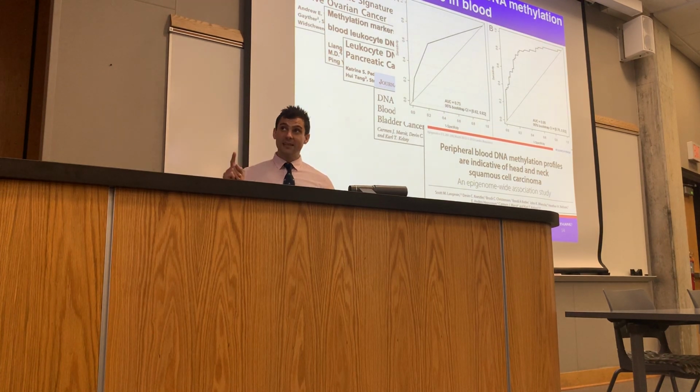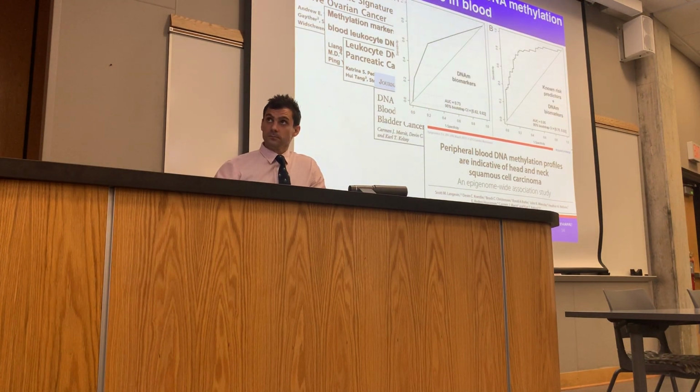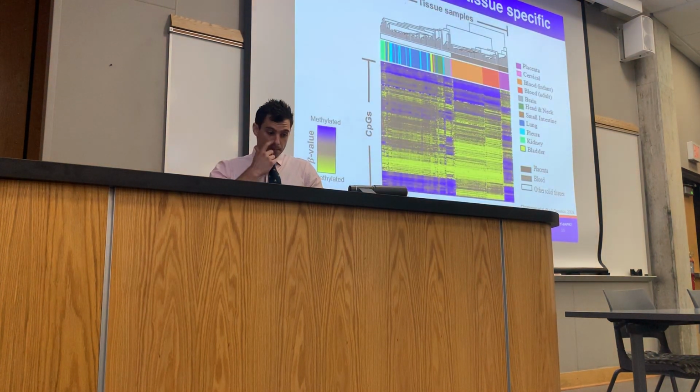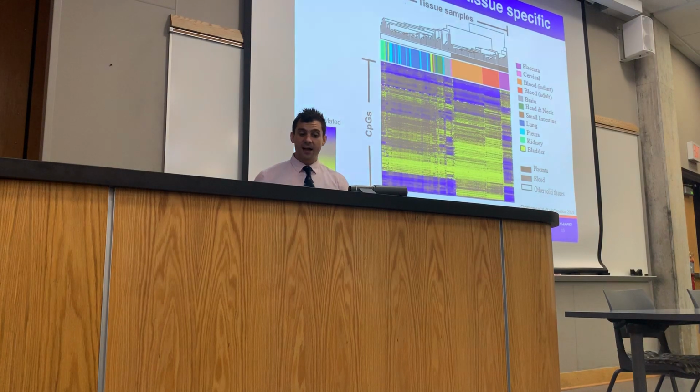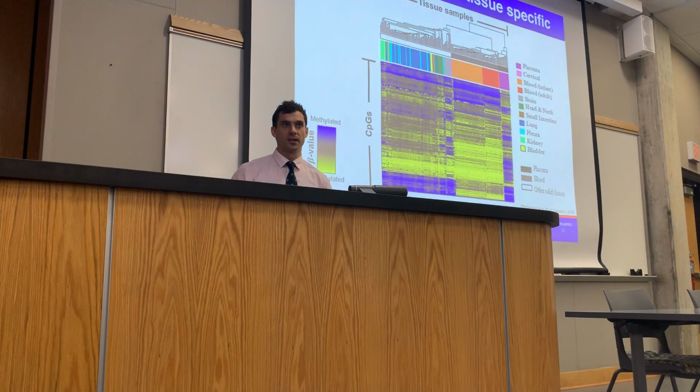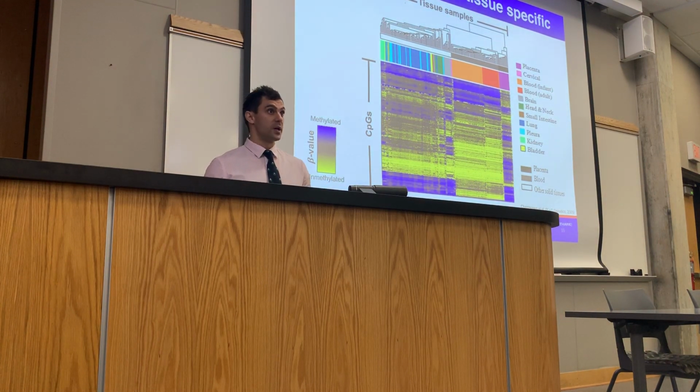To begin to answer this question, there are a few key features of DNA methylation and the way in which it's assessed that need to be considered. The first is the fact that DNA methylation is tissue specific. That is, different tissue types throughout the human body have a distinct methylation signature. And that shouldn't be surprising, as DNA methylation is part of what gives rise to the phenotype or identity of different tissues.